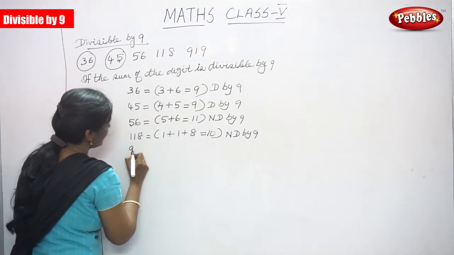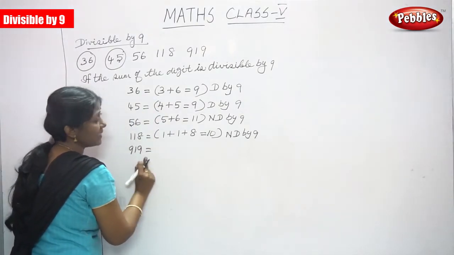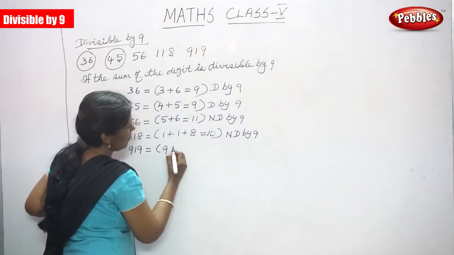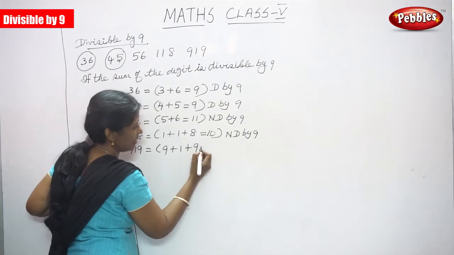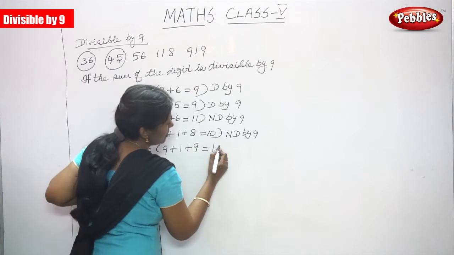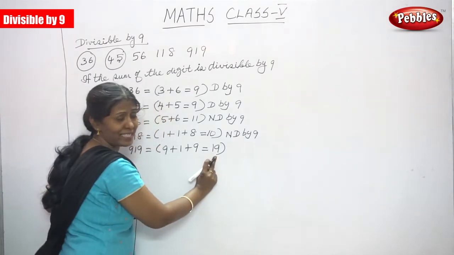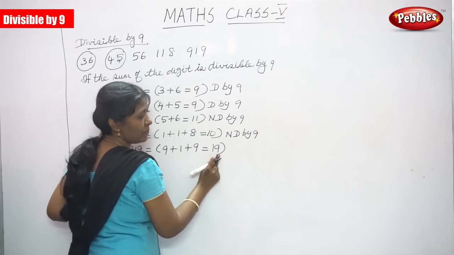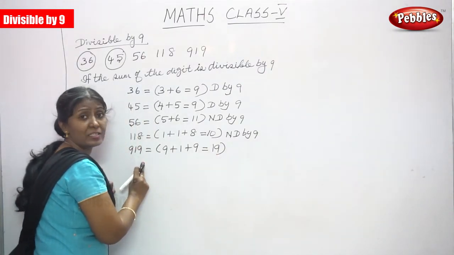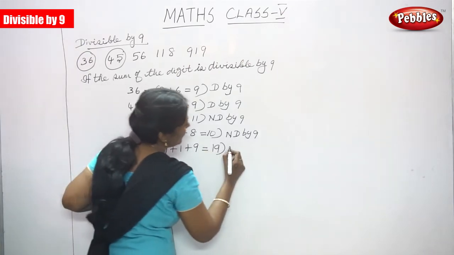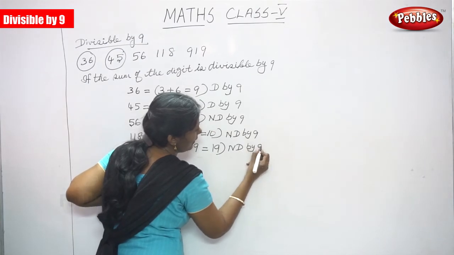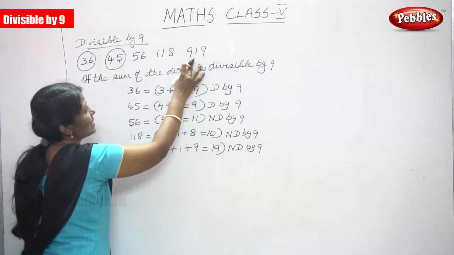Next number is 919. If the sum of the digits is divisible by 9: 9 plus 1 plus 9 is equal to, 9 plus 1 is 10, 10 plus 1 is what? 19. So 19 is not divisible by 9. So 919 is the given number, and 919 is also not divisible by 9. That is not divisible by 9, so you should not circle this number.